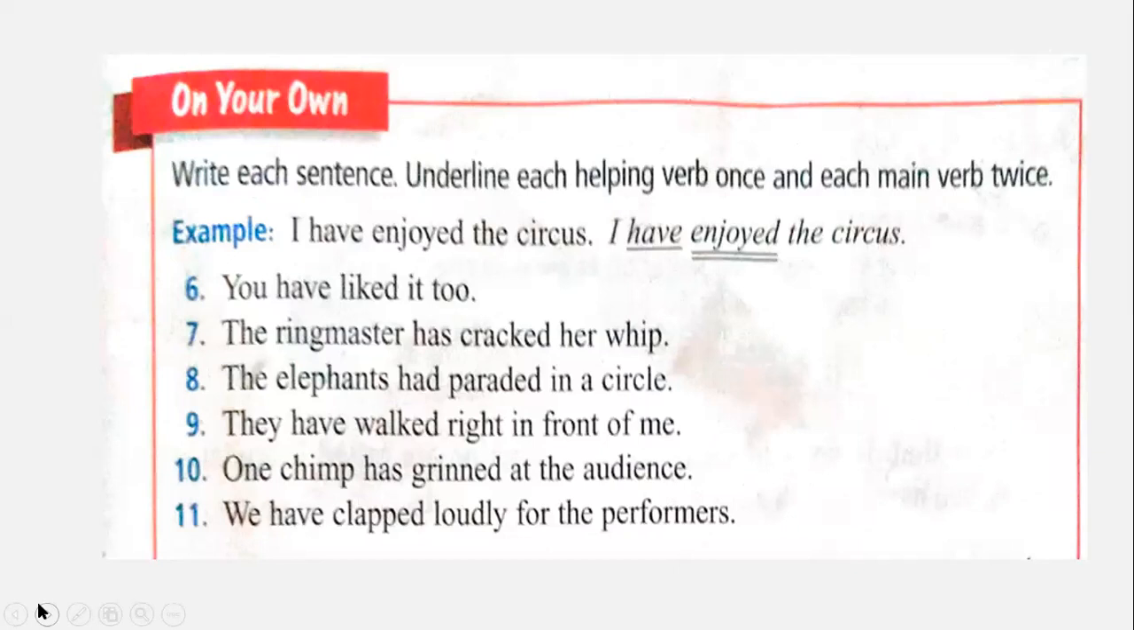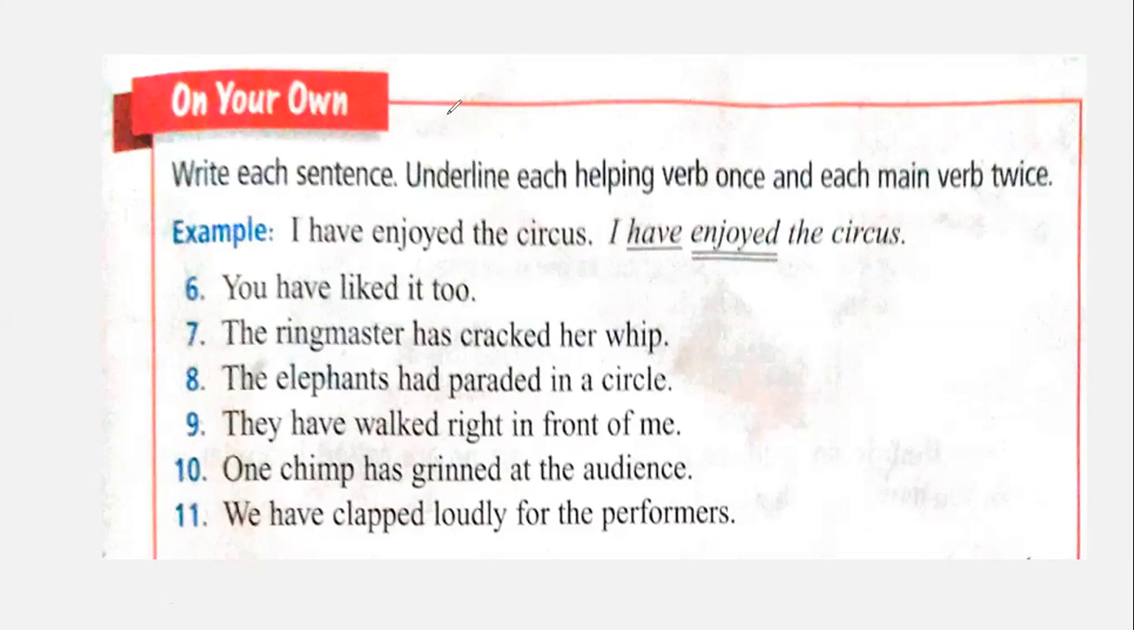So if you notice, we're pretty much just identifying the helping verb and the past tense form. We are identifying the verb phrase, okay? So let me try to see if I could find a pencil that is a bit thinner. Okay, so example, I have enjoyed the circus. Notice that have, which is the helping verb, is underlined once, and the main verb, enjoyed, is underlined twice, okay?